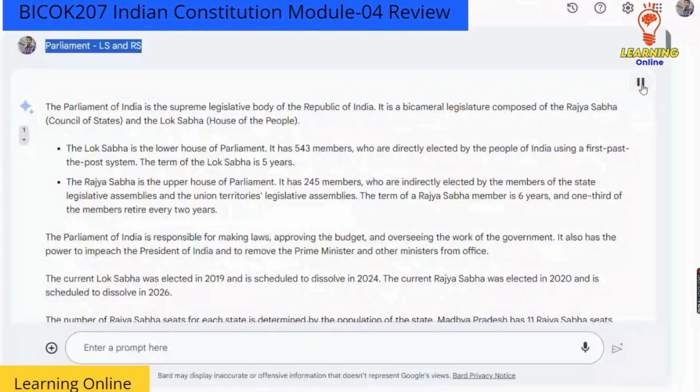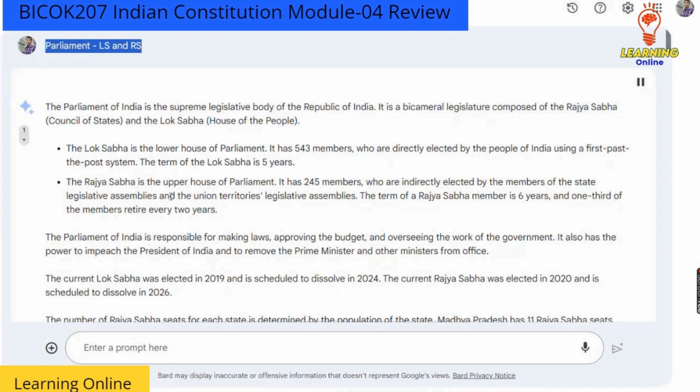the supreme legislative body of the Republic of India. It is a bicameral legislature composed of the Rajya Sabha, Council of States, and the Lok Sabha, House of the People. The Lok Sabha is the lower house of parliament. It has 543 members, who are directly elected by the people of India using a first-past-the-post system. The term of the Lok Sabha is 5 years.